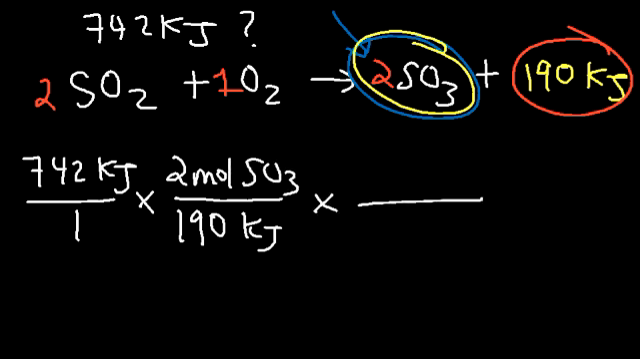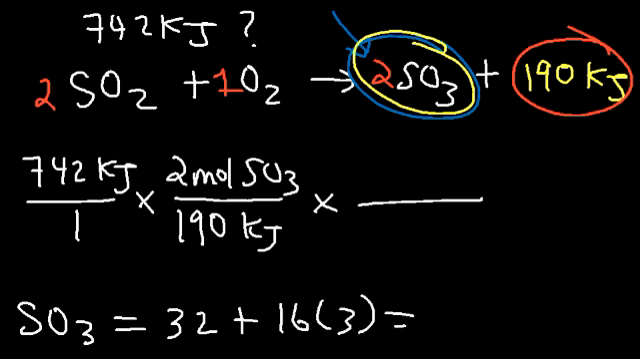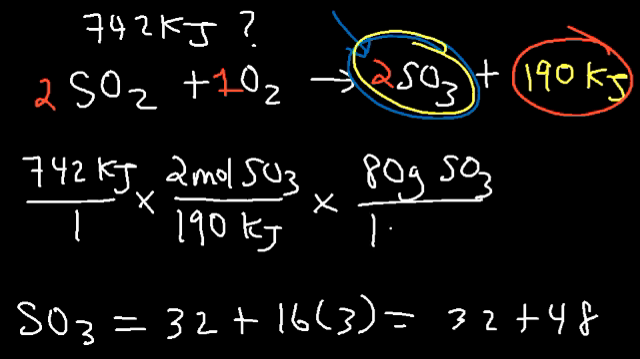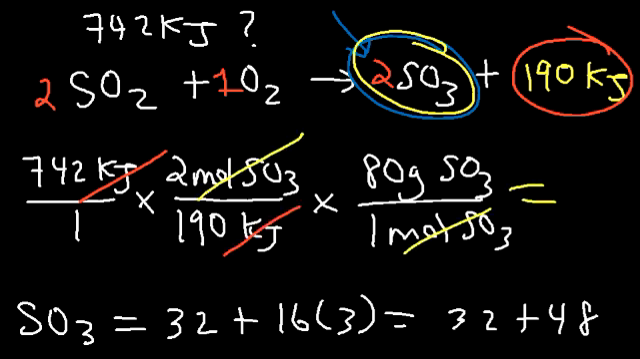So now let's convert moles of SO3 into grams. So we need to find the molar mass. For sulfur, the atomic mass is 32, and for oxygen is 16. 16 times 3 is 48, and 48 plus 32 is 80. So there's 80 grams of SO3 per 1 mole of SO3. So as we can see, the kilojoules cancel, and the moles of SO3 cancel as well.